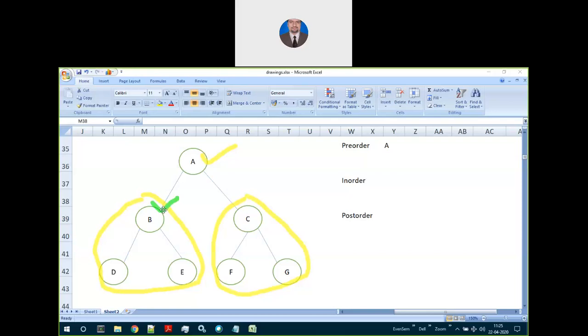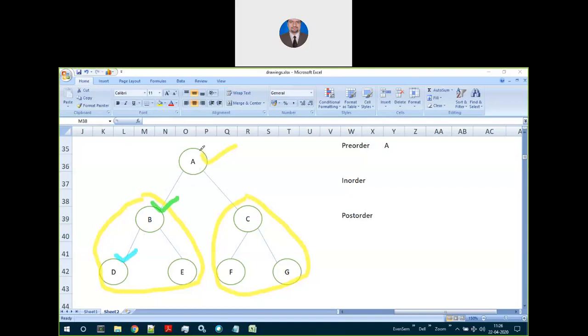Once I visit B, since it is pre-order, after visiting the root, which one should I be visiting? I should be visiting the left child of B. What is the left child of B? The left child of B is D. So I will next be visiting D here. So how will it go? A, B and D. Why this particular approach? Because we are doing a pre-order.